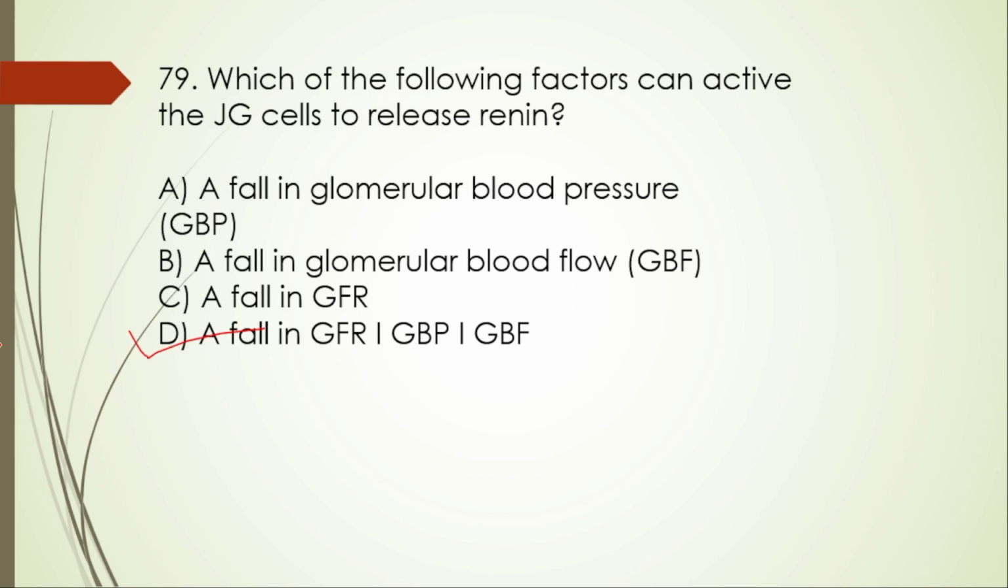When the juxtaglomerular cells of the kidney act as a baroreceptor, they are stimulated to release enzyme like renin into the bloodstream. When they detect a fall in glomerular blood pressure, it reduces the pressure in the afferent arteriole, and a fall in glomerular blood flow, that is GBF, decreases the volume of blood reaching the glomerulus, and a fall in GFR is a reduction in the amount of filtrate being formed. So among all the falls must be there, that's why the right option is D.